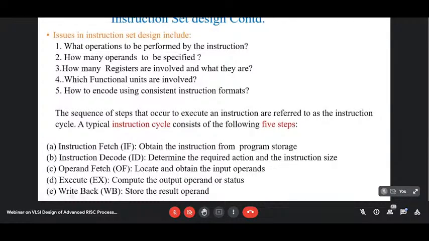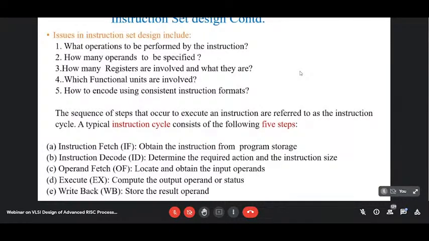So, after the instruction is brought to the CPU, it needs to be decoded. Decoded means what is the instruction? What is the meaning of the instruction, because the action has to be taken accordingly. So instruction decode determines the required action.